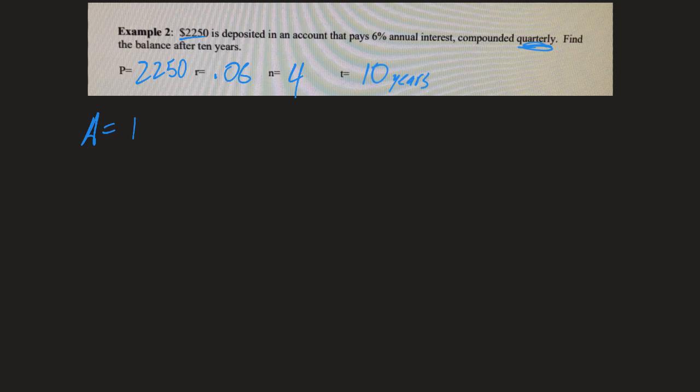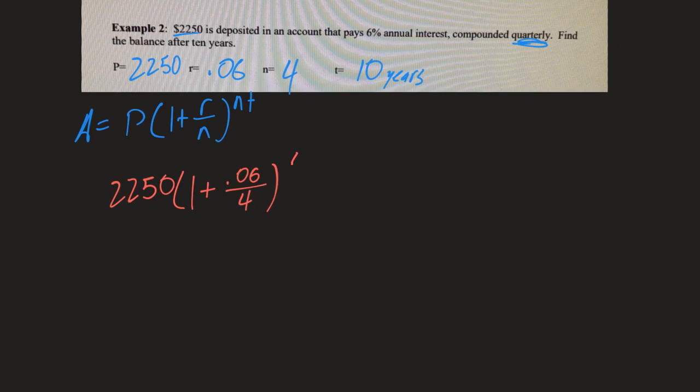Let's go ahead and fill everything into our equation. So again, A equals P(1 plus R over N) to the NT power. We're just going to plug in the numbers that we know. So here we go: 2250 times (1 plus 0.06 over 4) to the 4 times 10 power, okay? And again, we can rely on our calculator to help us with this. If you don't have a fancy calculator, we can definitely simplify inside the parentheses first and then work out the exponent.